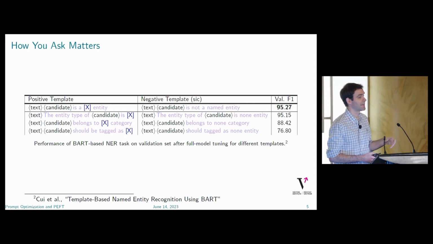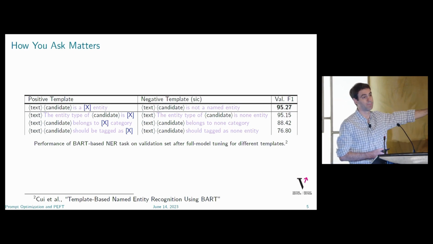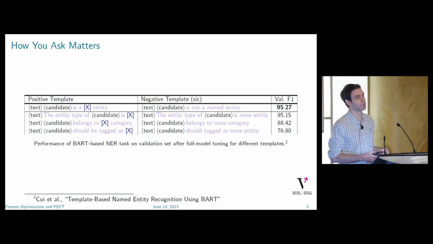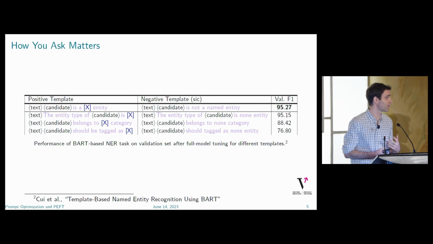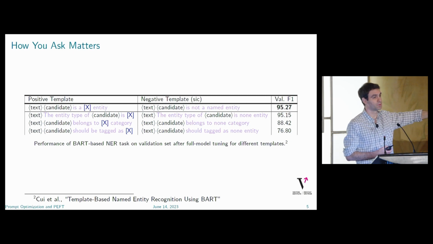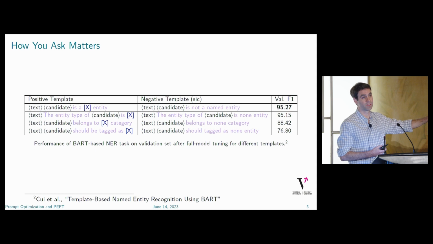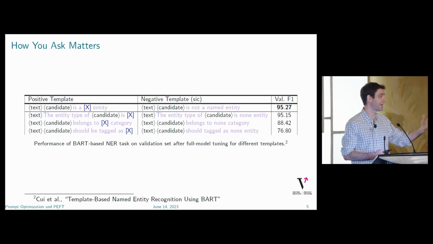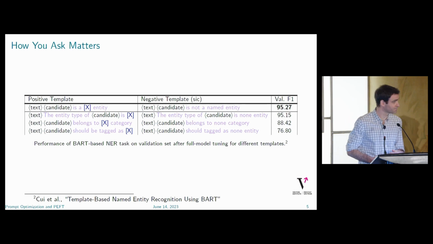The second example here is that how you ask the model to do the task really matters, even when you're fine-tuning that model while asking. And so this is an example of a bunch of different ways that you might be able to prompt a model, in this case the BART model, to perform a named entity recognition task and the various levels of accuracy, or excuse me, F1 score that the model achieves using those prompt templates along with fine-tuning even. And so you get a very large fluctuation in the model's performance depending on how you ask it to do the task that you hope that it's going to do.